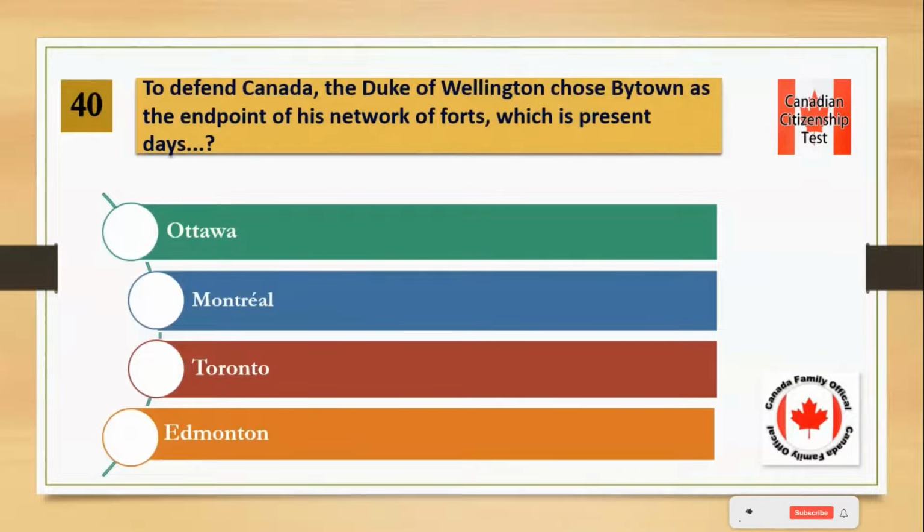To defend Canada, the Duke of Wellington chose Bytown as the endpoint of his network of forts, which is present days. Number 1, Ottawa. Number 2, Montreal. Number 3, Toronto. Number 4, Edmonton. And the answer is Ottawa.